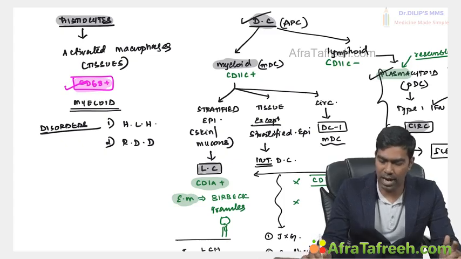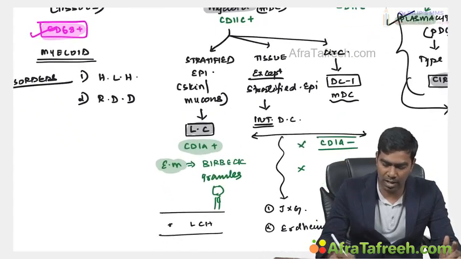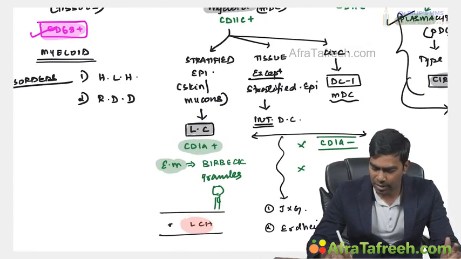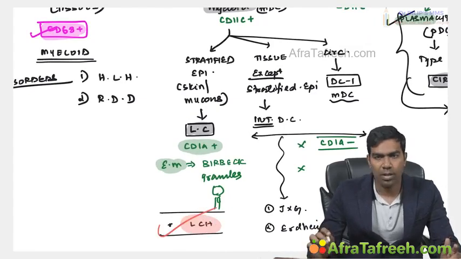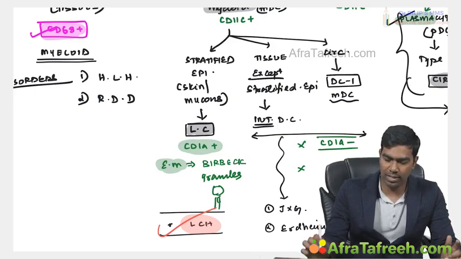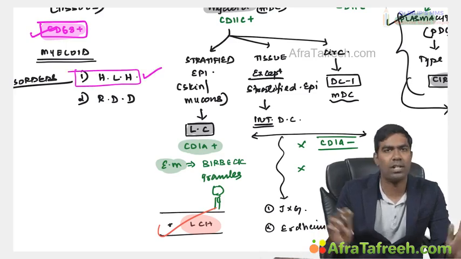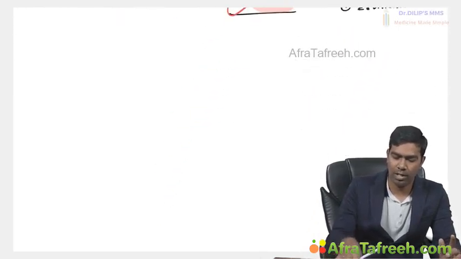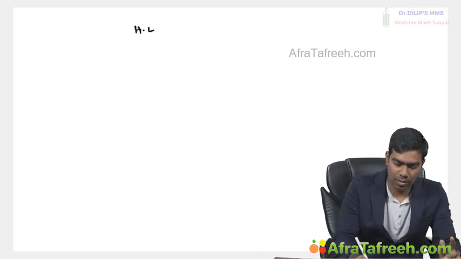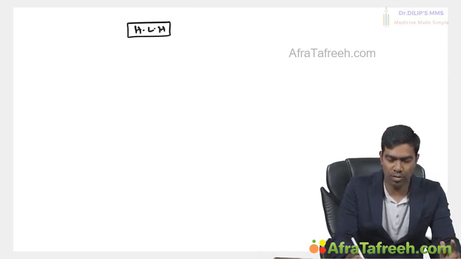But in that, my key discussion will be on LCH only. But right now, let us see what we mean by HLH and Rosai-Dorfman disease. First, let us discuss HLH, hemophagocytic lymphohistiocytosis. What do you mean by HLH?